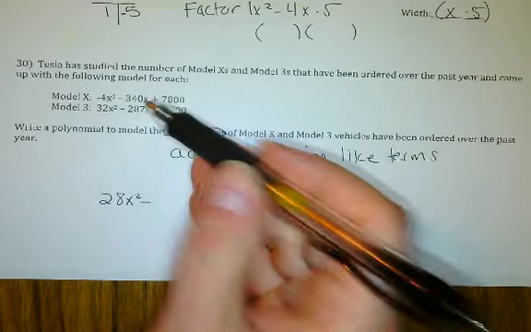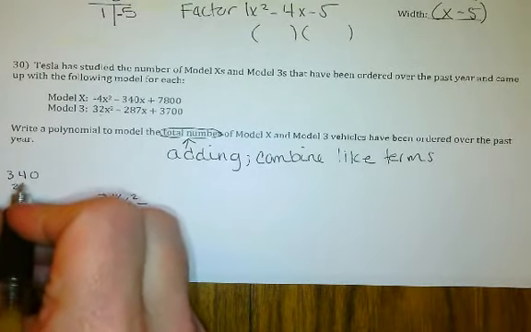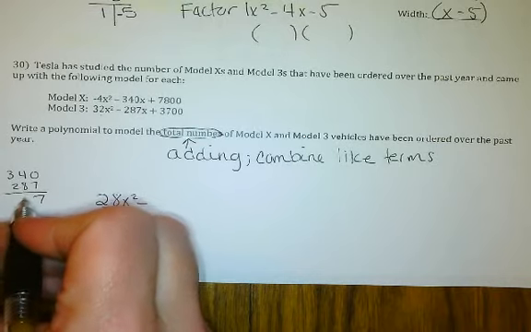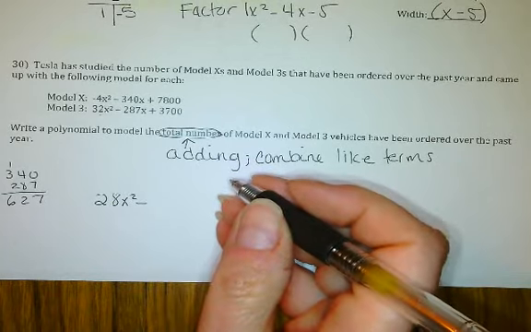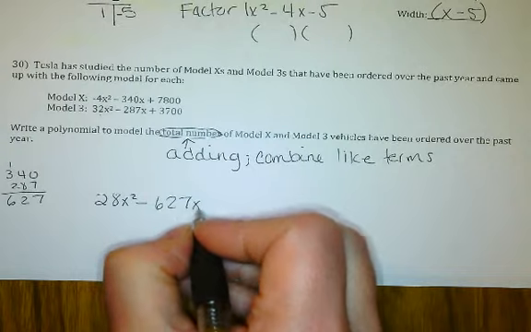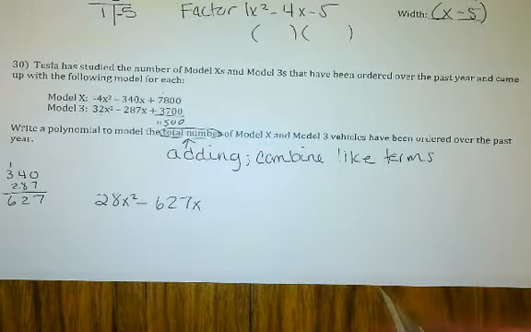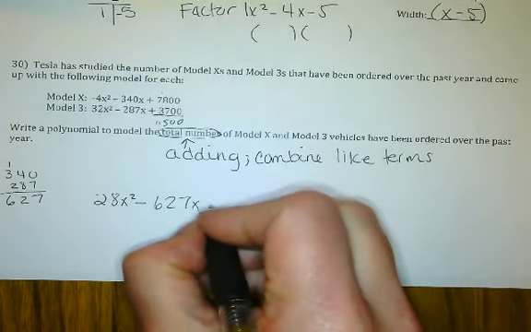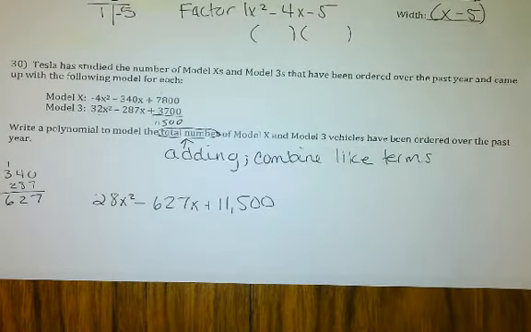If I combine that, it gives you $627. And then if I combine those, it gives me 11,500. Okay. All right, that should be about it.